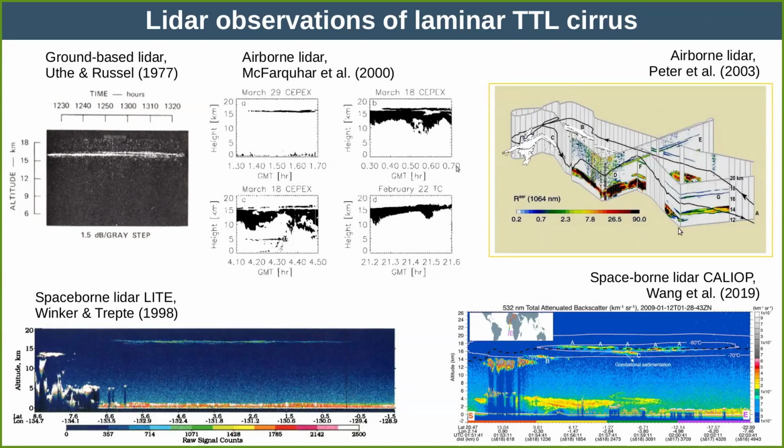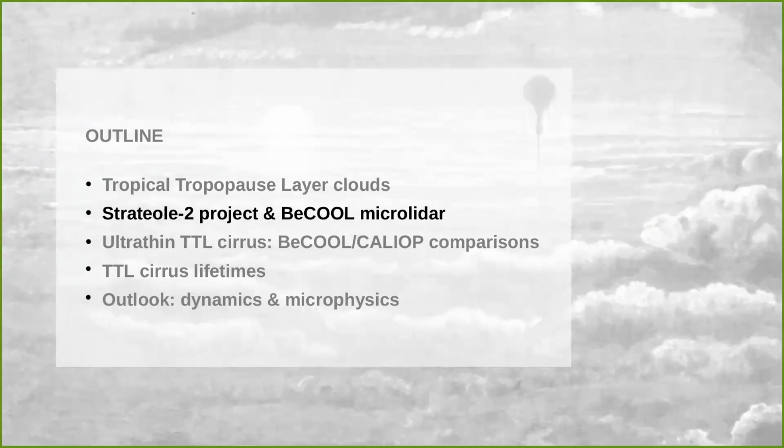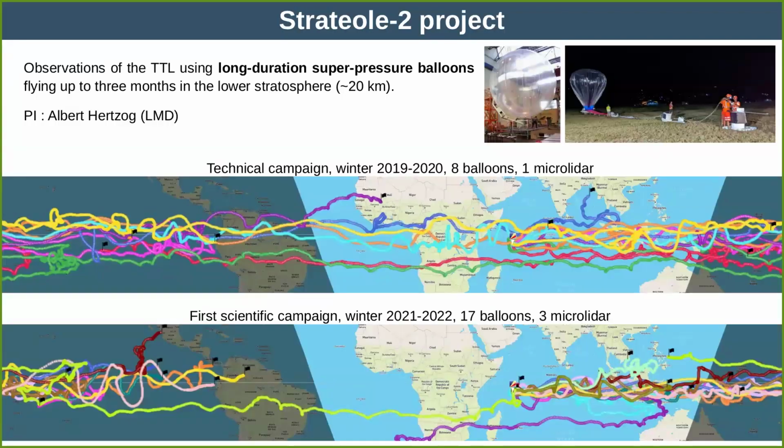So an alternative is to use stratospheric balloons, and that's when I introduced the STRATEOLI2 project. The STRATEOLI2 project aims at observing the TTL using long-duration superpressure balloons, that type of balloons that are about 12 meter diameter when they are at their flight level. Those balloons carry different sets of in situ or remote sensing instruments, and they drift with the wind in the lower tropical stratosphere at about 20 kilometers.